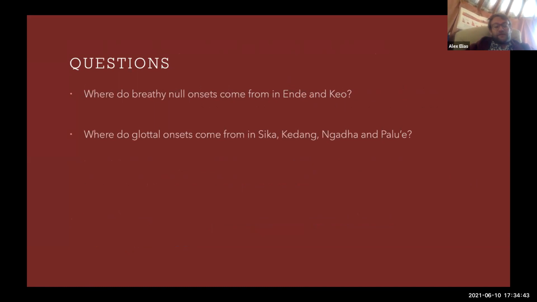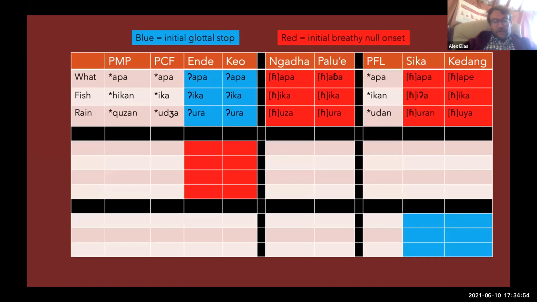So the obvious question that you'd like to know is, where do breathy null onsets come from in Ende and Ko, and where do glottal onsets come from in the other 4 languages? So here, I will answer that question now. Here we have these vowel initial etyma, which are yielding this split into glottal initial in Ende and Ko, and vowel initial in these 4.